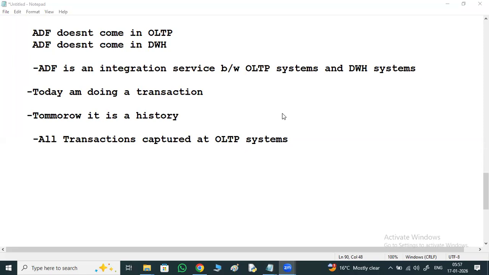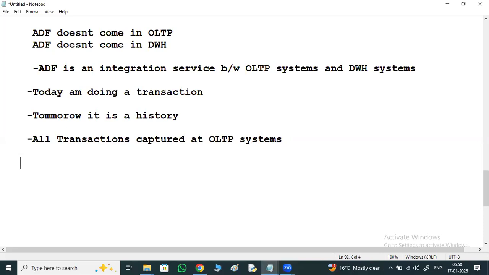What is meant by transaction? For example, if you're making any online transaction in Flipkart or Amazon, the entire business is using OLTP, right? All transactions are captured in OLTP systems, meaning online transactional processing databases.